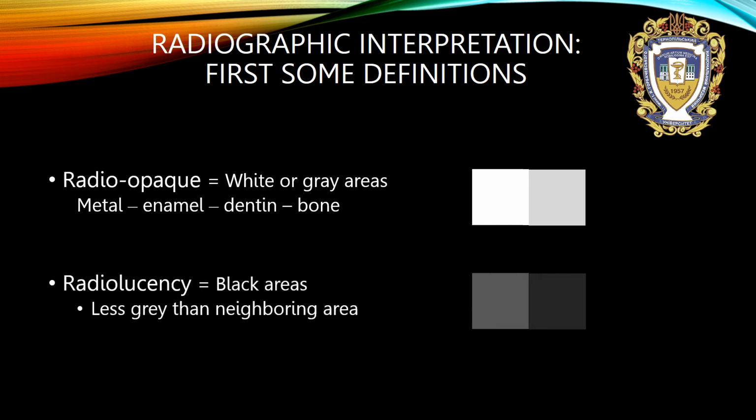And radiolucency. It is black areas, less gray than the neighboring area, like here or here.